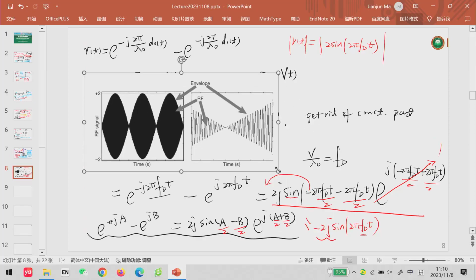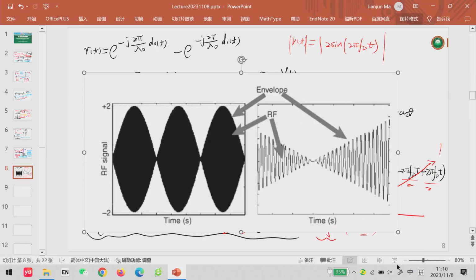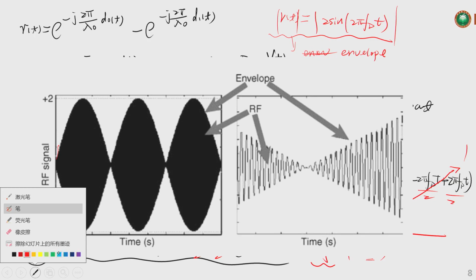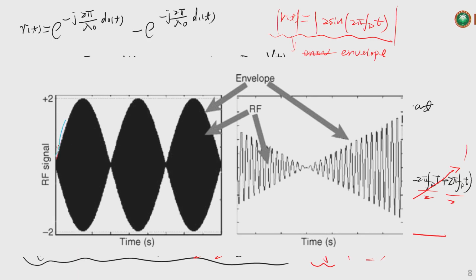Now, due to this part, this is related to the envelope. So that means it determines the evolution of the signal along this line.